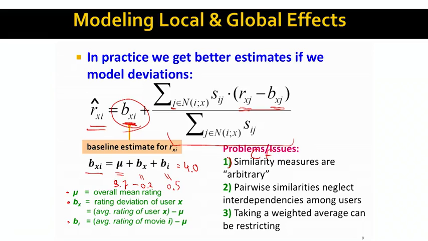Of course, here are a few caveats, a few things to be careful about. The first one is that coming up with a good similarity measure, basically a good Sij, is very hard. In some sense, it's arbitrary, or one has to try many different metrics before one starts to work. The problem with pairwise similarities is that they consider the similarities between the movies, but they ignore the similarities between the users. Another thing is that taking this weighted average can sometimes be restrictive. But these are the three issues to talk about. In practice, this already works quite well.